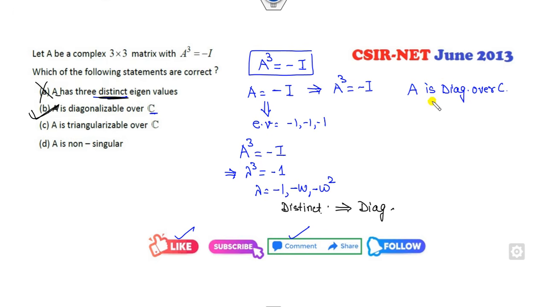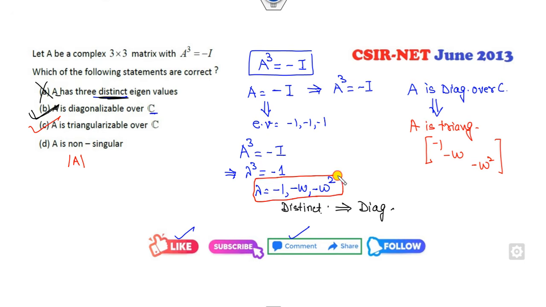A is triangular. Once A is diagonalizable, then we all know A is also triangular. So yes, it is true, because I can write this matrix in this manner. A is non-singular, that means we need to find the determinant. If A has these eigenvalues, what is the determinant of this matrix? This is minus 1, which is non-zero. So it is non-singular, which is also a correct option. So the right answers are B, C and D.